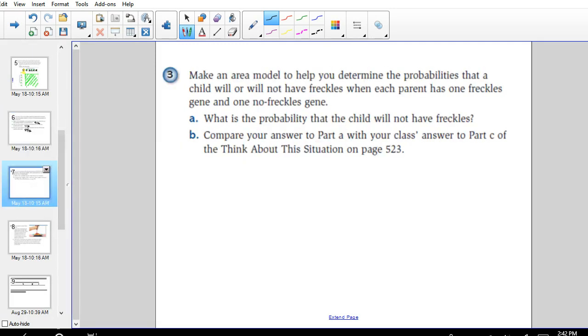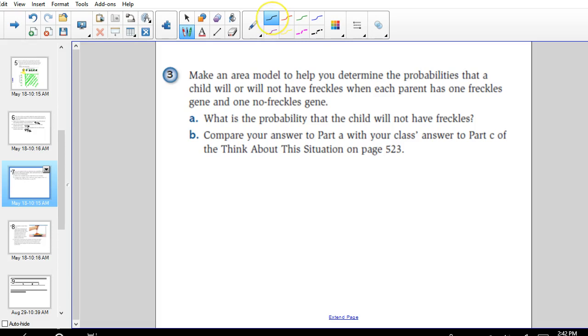Okay? Alright, now let's look at one where we're going to make our own area model. So we are looking at the probability that a child will or will not have freckles when each parent has one freckles gene and one no freckles gene. What is the probability that the child will not have freckles? And don't worry about part B there.